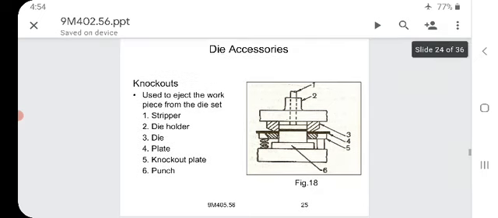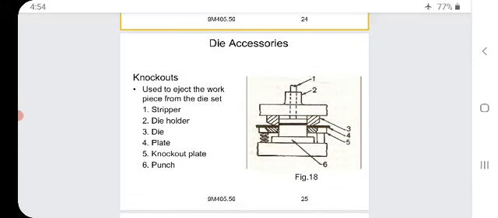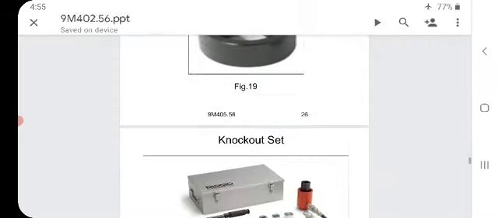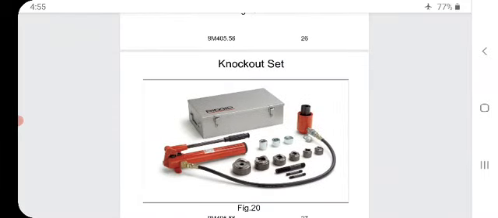Parts: first one is a stripper, second one die holder, third one die, fourth one plate, fifth one knockout plate, and sixth one punch. So this is a knockout. Completely, this is called a knockout set.